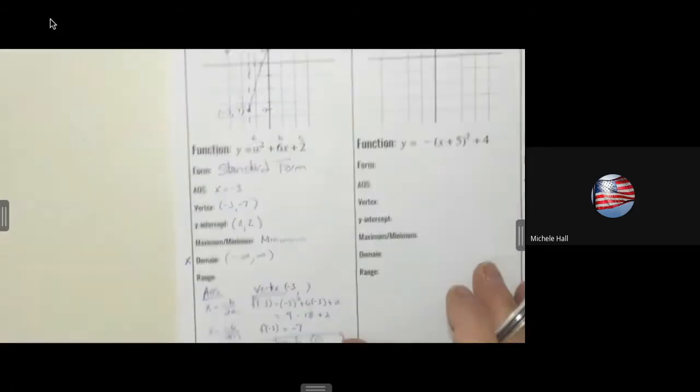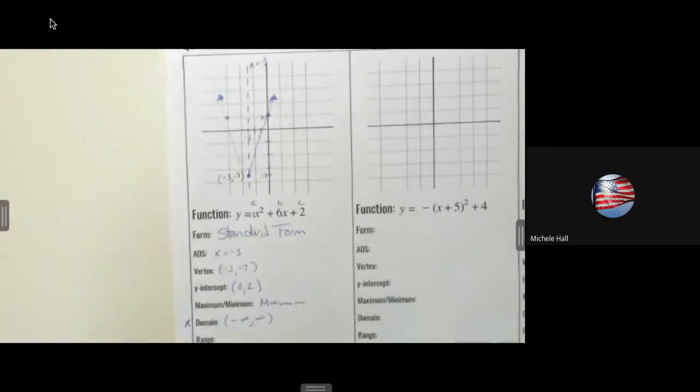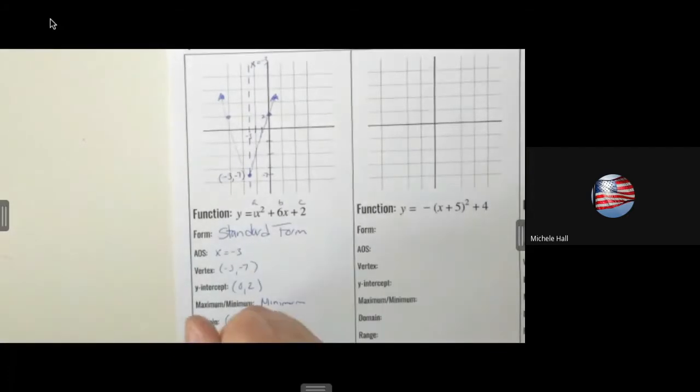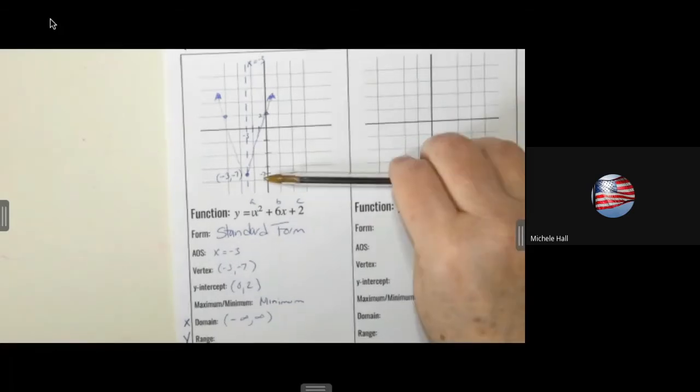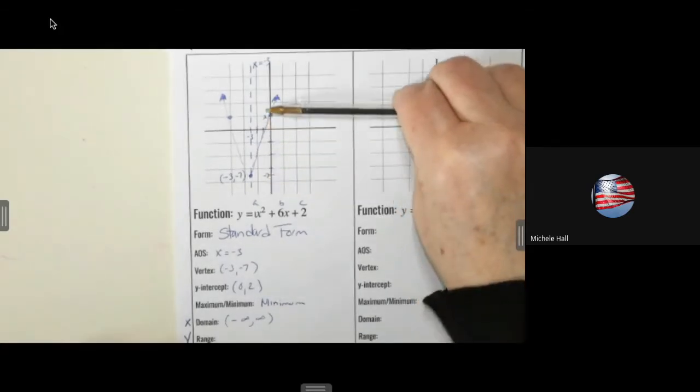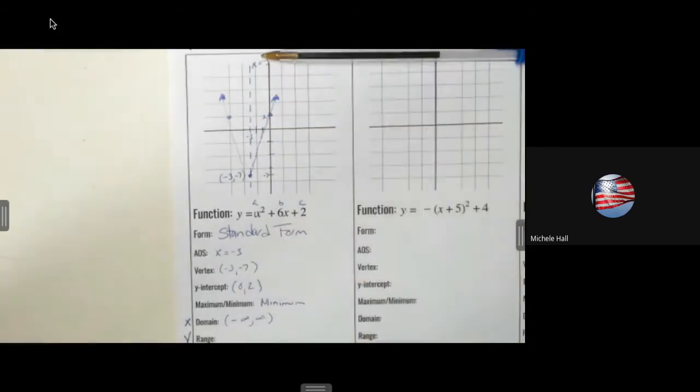How about the range? From least to greatest, where's the range? The range has to do with the y value. What do you think, Dubord? Very good. So it starts here at negative 7, and then it goes to positive infinity because it's going up, up, up, up. It's going out and up.